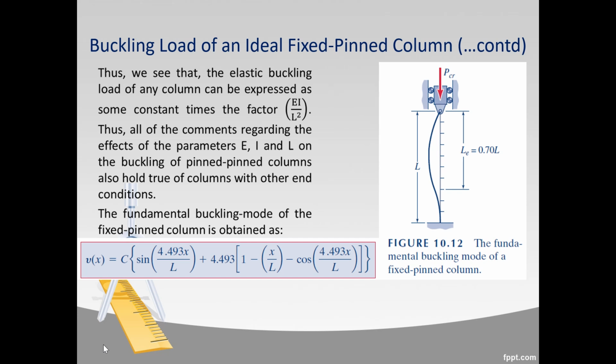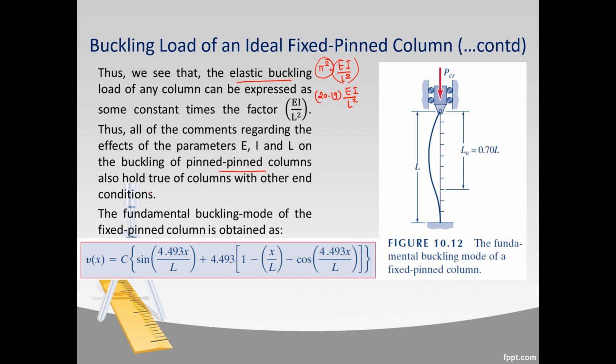So what is our conclusion? We see that the elastic buckling load of any column can be expressed as some constant times the factor EI by L square. For example, for the pinned column, it was pi square into EI by L square. For our fixed pinned column, we got 20.19 into EI by L square. So that means for all of the columns, the elastic buckling load can be expressed as some constant times EI by L square. So all of the comments regarding the effect of parameters E, I and L on the buckling of the pinned column also hold true for columns with other end conditions.